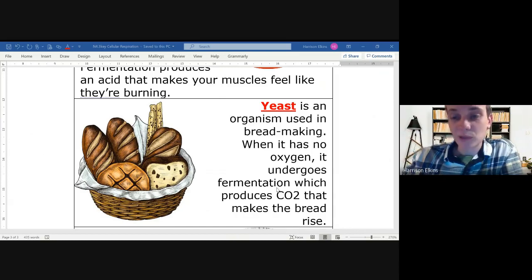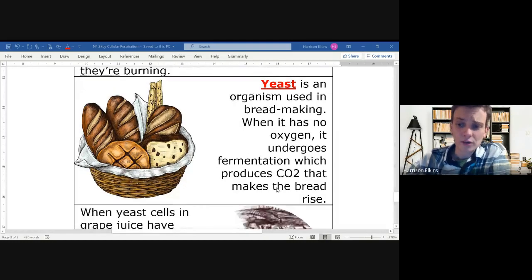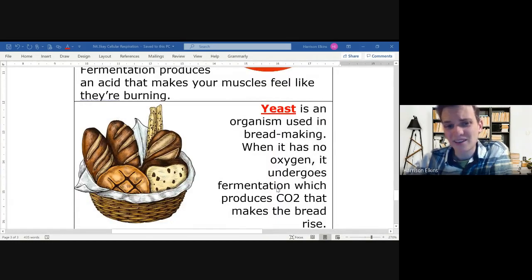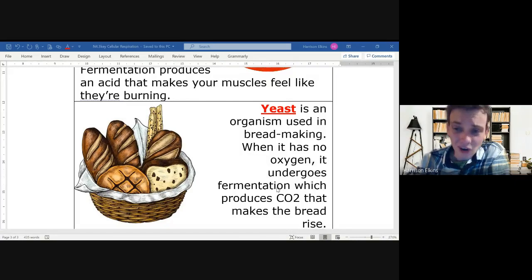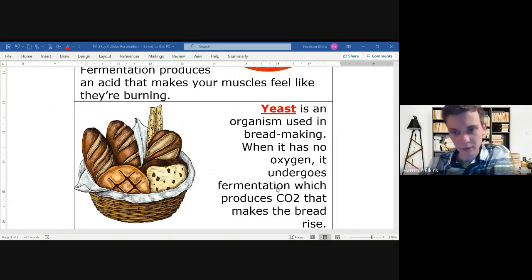So without fermentation, we wouldn't even have bread. That's how that whole process works. Now, fermentation produces CO2. It also produces alcohol. Okay, so bread is actually alcoholic. But when you put it in the oven, that alcohol will burn away. So by the time you take bread out of the oven, the bread's not alcoholic. So you're not going to get drunk from eating bread.